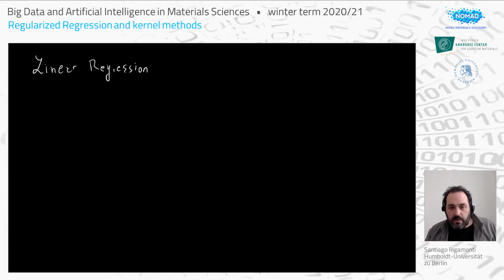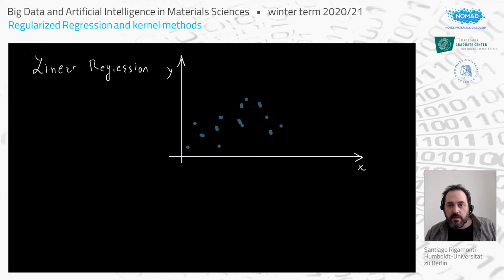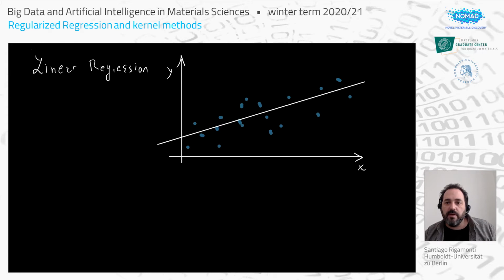So we want to fit certain data which is plotted here in terms of an input variable x and an output variable y, and the data are just points in this diagram, and we want to actually find the best linear fit to these points.